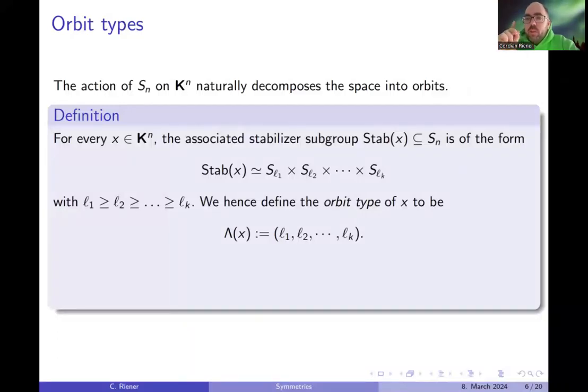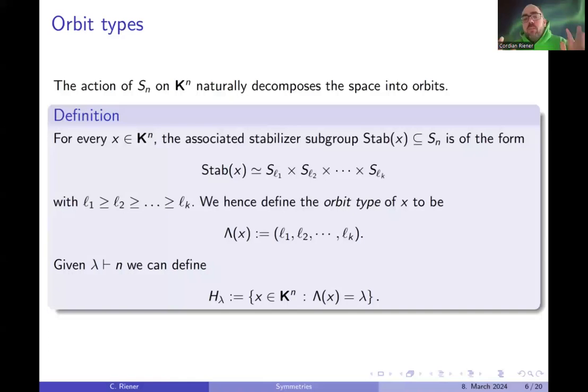So to every point, essentially, I look at how many times the individual coordinates appear in this point, and I order these numbers decreasingly, also weakly decreasingly, and I get again a partition, which is L1, L2, up to LK, and this will be called the orbit type of a point. And we can also then look at a stratification: we can look at all the points that have exactly this orbit type.